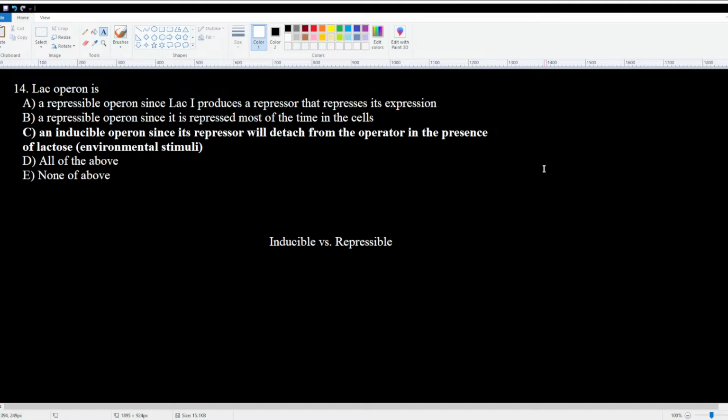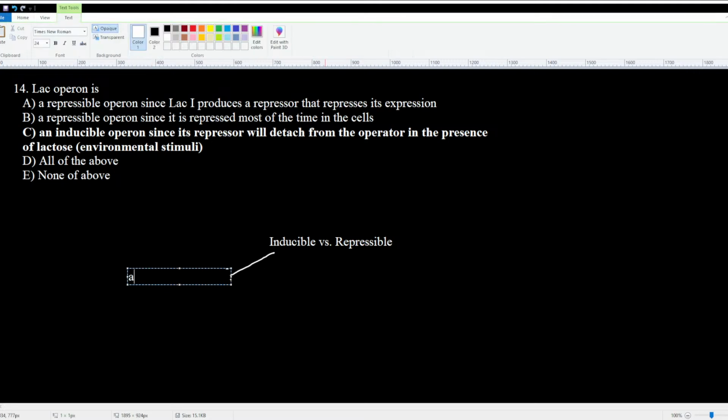Just by the language, what does it mean to induce something, and what does it mean to repress something? To induce something means to initiate something, to start something, or to put something onto someone. Repress means to stop something, to prevent something from happening. So from this context, we can infer that inducible operons mean that we have to add something to get it to work.